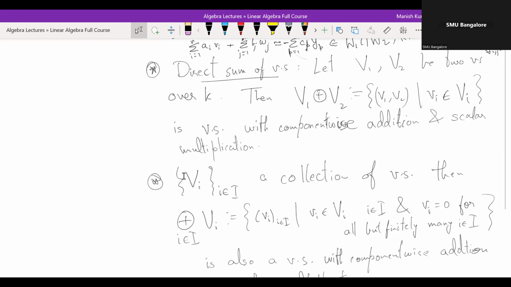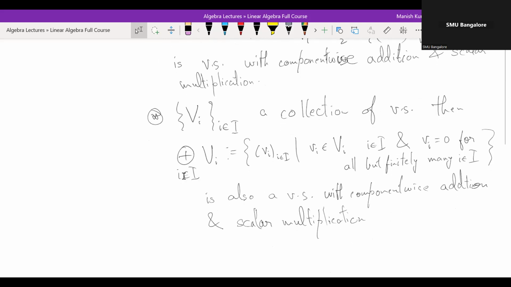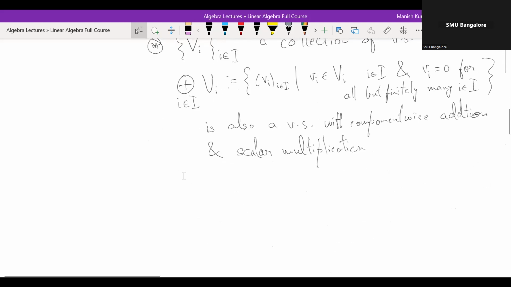And again, the addition and scalar multiplication are component-wise. So again, this is a vector space. If you take the infinite product, that's also a vector space, but it's called the product of vector spaces, not the direct sum. So if you drop this last condition, it will still be a vector space, but it will be the product.